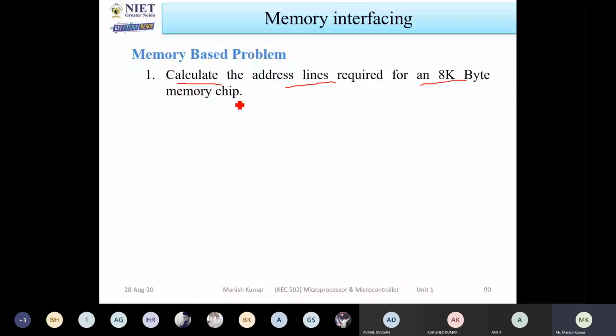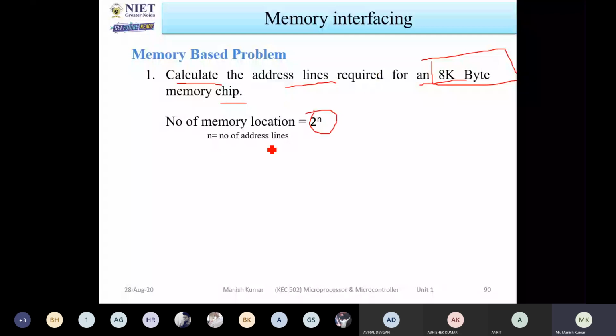Okay, so how can you calculate that? You know the size of the memory. So the formula is the number of memory locations equal to 2 to the power n, where n indicates the number of address lines. Okay, so number of memory locations means size of memory. When you have memory, it means that you have some address range.